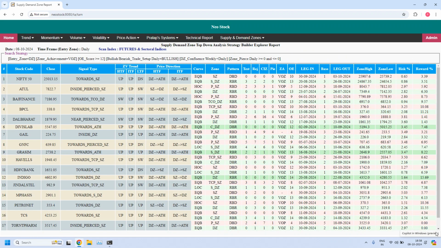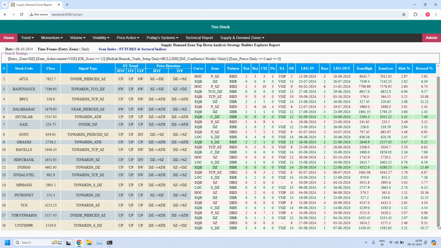Now the list has come down to total 18 stocks. So 18 stocks are filtered. Scrolling the list down. All these 18 stocks are supporting bullish trade setup for monthly income trade, and also the entries on daily zone is having confluence with weekly zone. That means daily zone is part of the weekly demand zone. And the weekly time frame trend is uptrend because it is bullish trade setup.